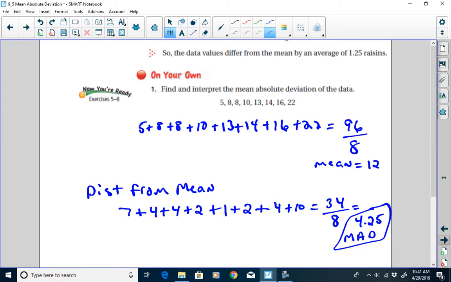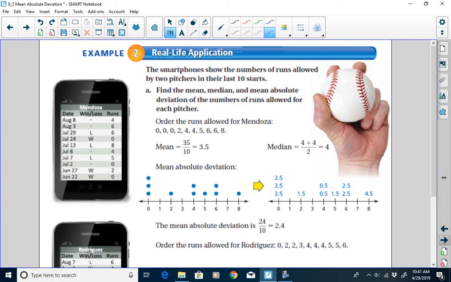All right. Now let's take a look at a real live application of the mean absolute deviation. You guys know that my son plays baseball and I've managed baseball for a long time, so this is kind of a neat example. It says the following: the table shows the number of runs allowed by 2 pitchers in their last 10 games. First, they want us to find the mean, the median, and the mean absolute deviation of the number of runs allowed for each pitcher.